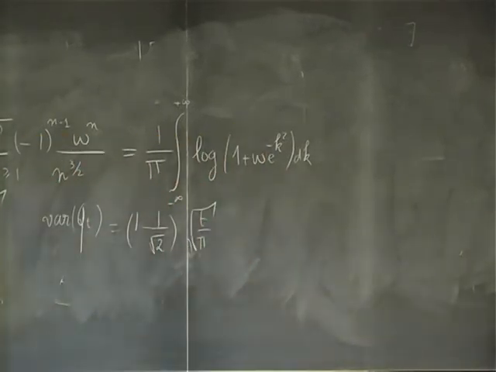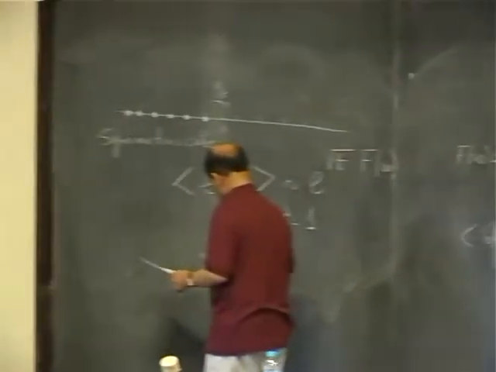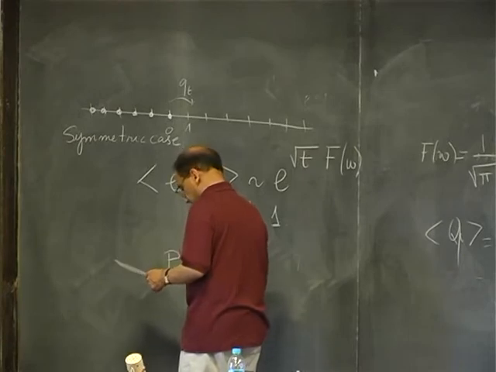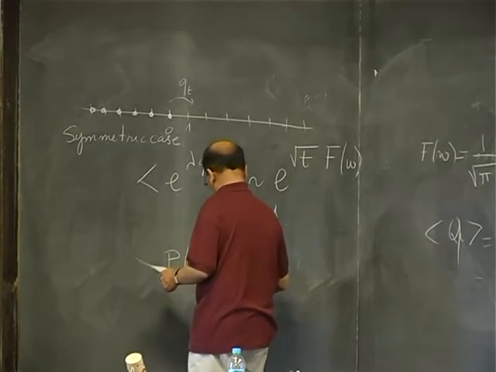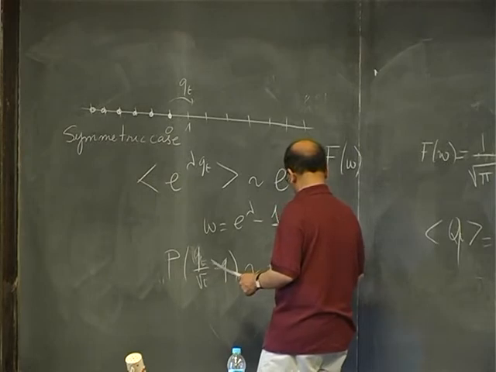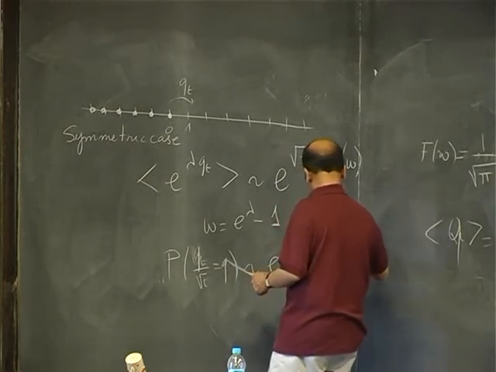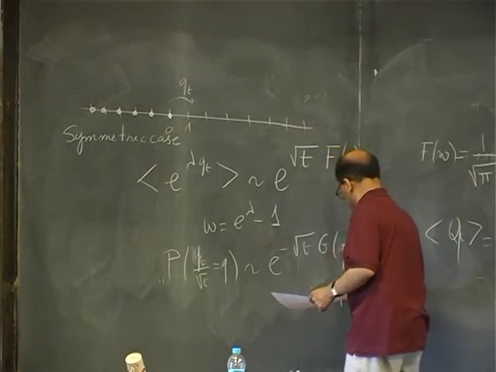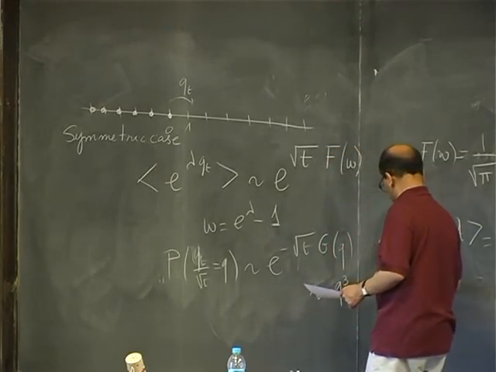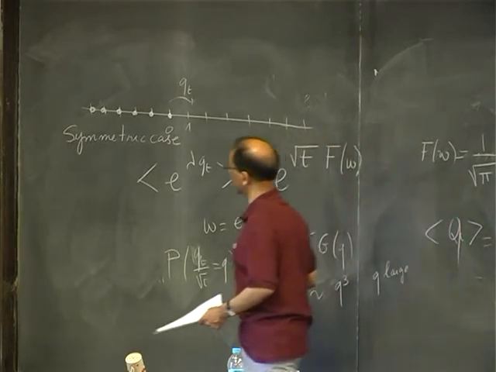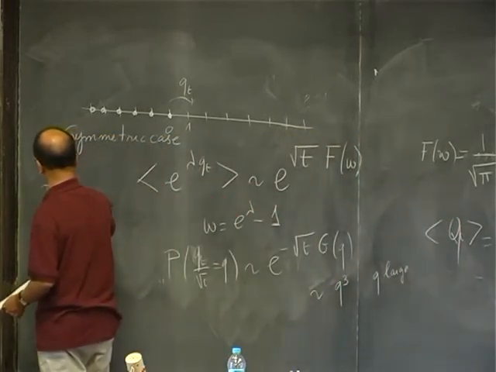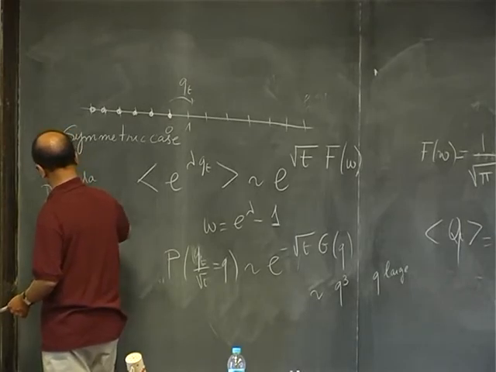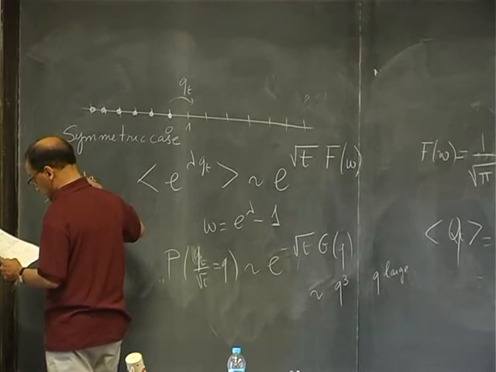And you can find the large deviation function, which has some exponential of minus square root of t, G of q, and so on, which behaves like q cubed for large q. All this very nice work was done by Derrida again, and his student at that time, Antoine Gerschenfeld.